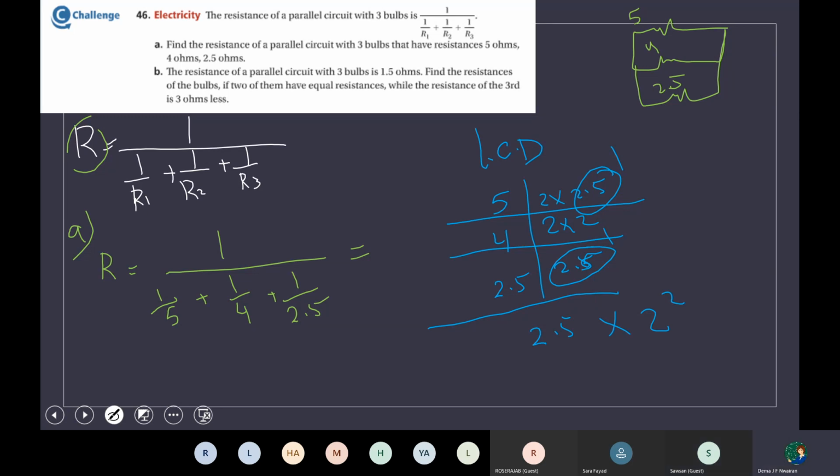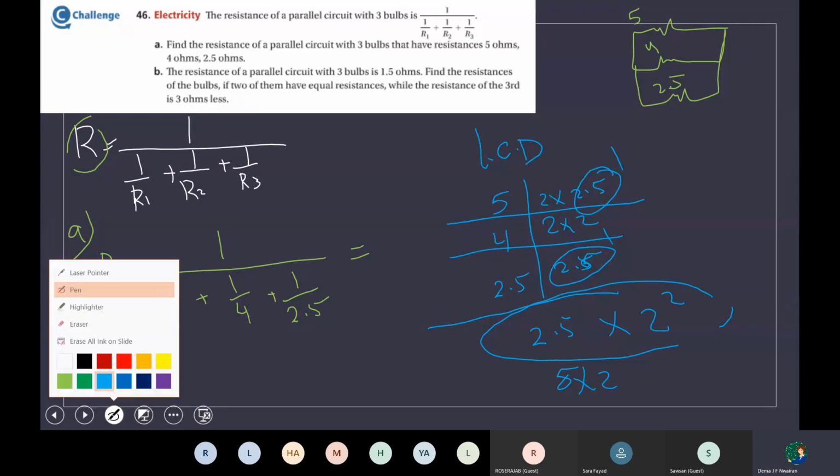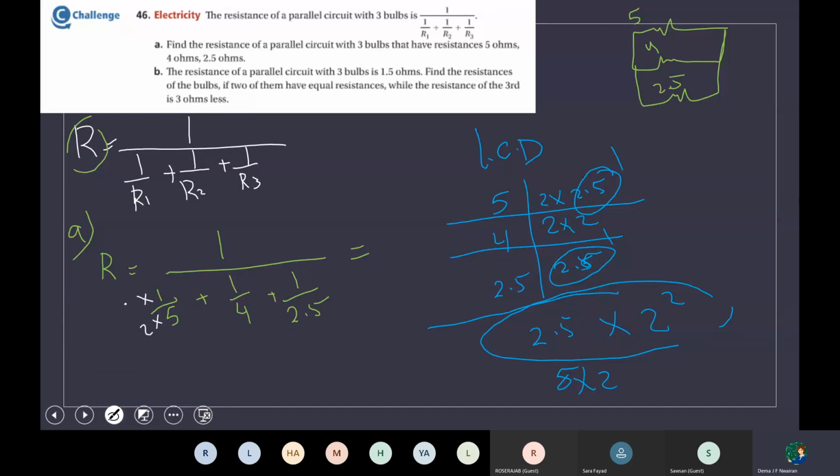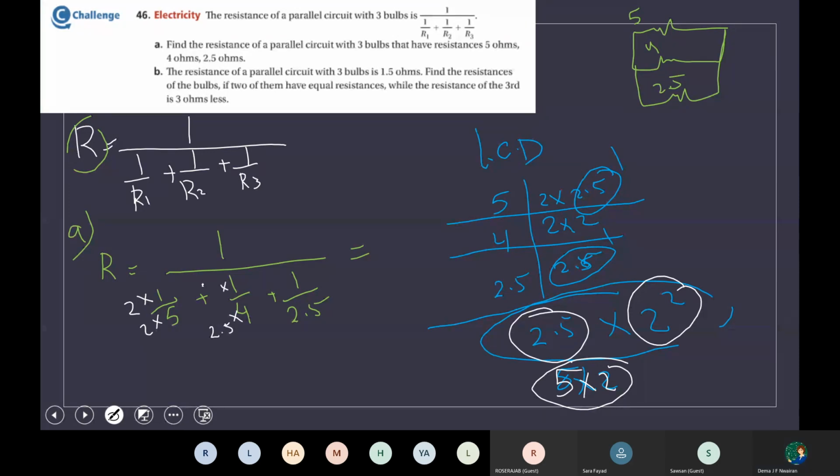Now here, what did we have? We have 5. I have 2.5 times 2 times 2. You can say it is 5 times 2 also. So here, if we have 5, I just multiply by 2 by 2, because here I have 5 times 2. And if I have only 5, I multiply by 2. The next one, I have 4, so what did I need? I need 2.5. And for the last one, I have 2.5, I need 4.